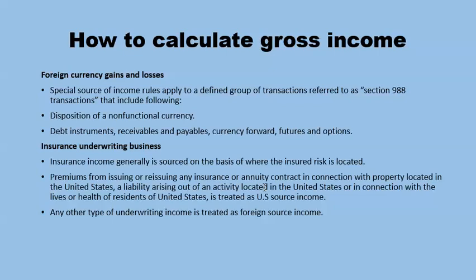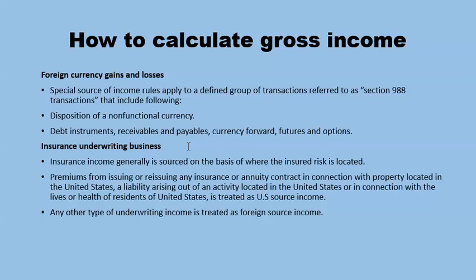Foreign currency gains and losses. Special source of income rules apply to a defined group of transactions referred to as Section 988 transactions that include the following. Disposition of a non-functional currency. Debt instruments, receivables and payables, currency forward, futures and options.